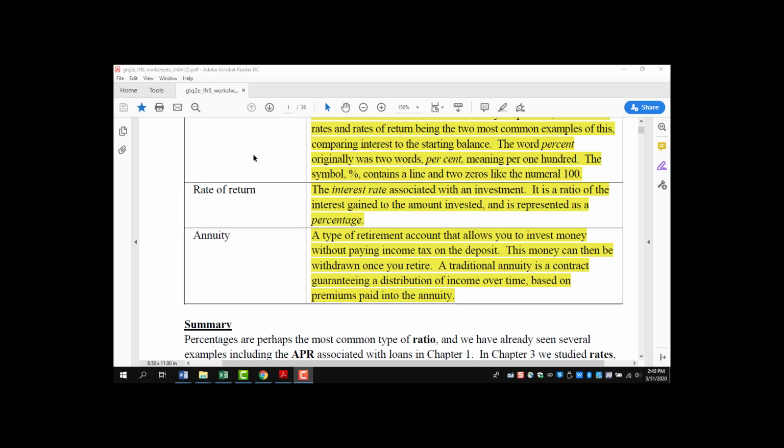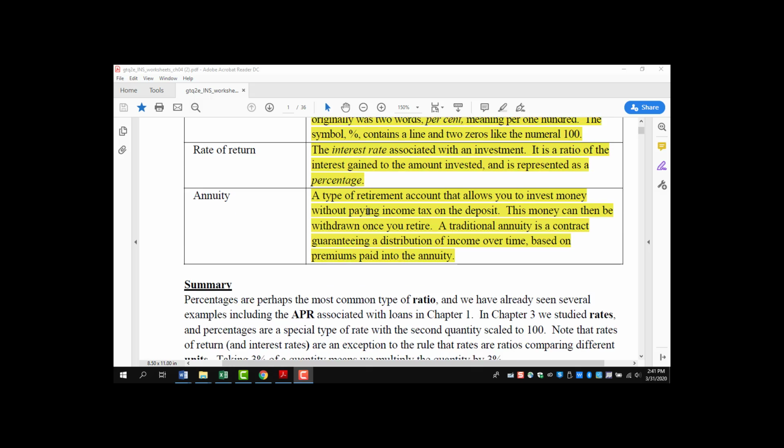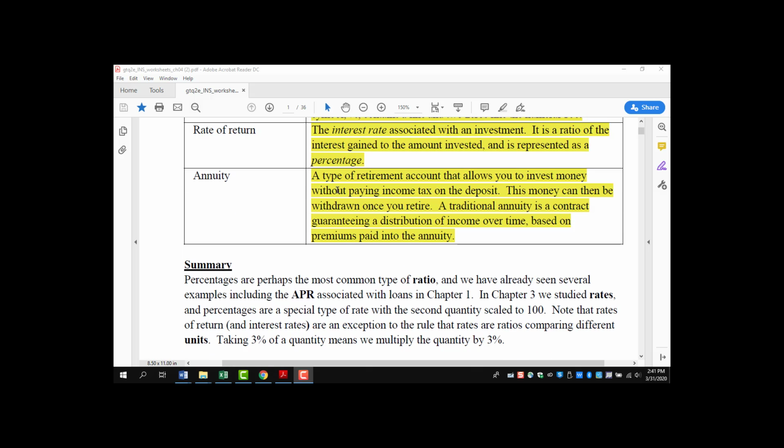And we're going to do a little bit of financials with percentages. The interest rate, the rate of return, is just the interest rate associated with an investment. Investors want a high rate of return, a good interest rate. And an annuity, you might get one of these when you start working full time. You just put money aside, you don't have to pay income tax on that money, and you withdraw the money and pay taxes when you retire, when your income is usually less than when you're working.